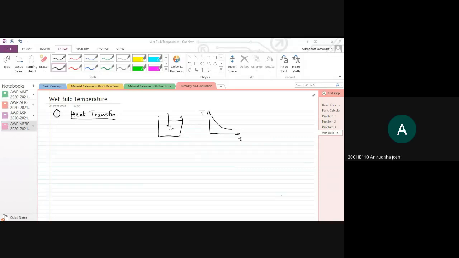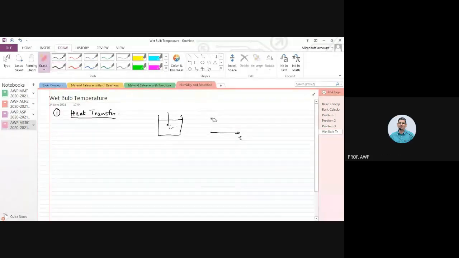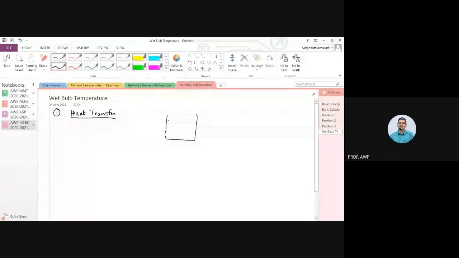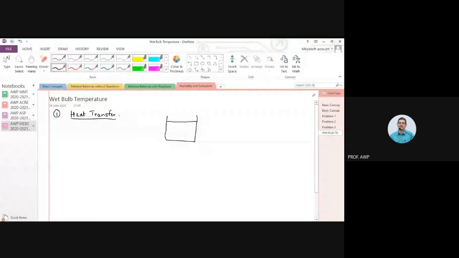Yes, sir. So why does the temperature fall? Loss of heat to the surrounding. Right, right. So if I take this beaker, I measure this temperature.